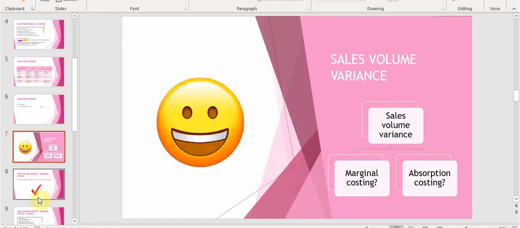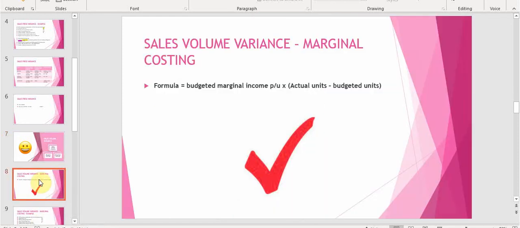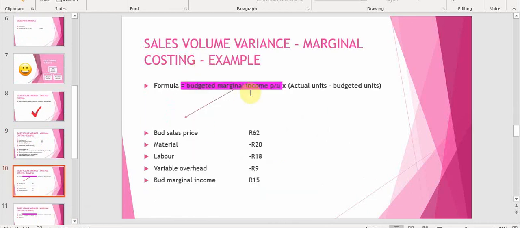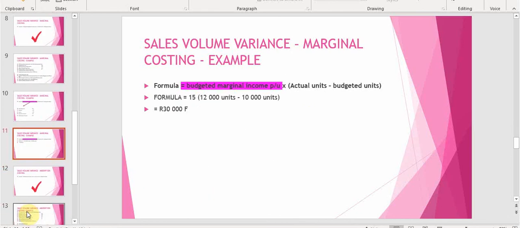If it is a marginal costing, it is the budgeted marginal income for a unit times the actual units minus budgeted units. In the example, I showed you that budgeted marginal income is the budgeted sales price minus material, labor, variable overhead. You do not minus the fixed overhead and you calculate budgeted marginal income. From that point, it's quite simple. You take the answer and you times it by actual units minus budgeted units, and these units are normally given.